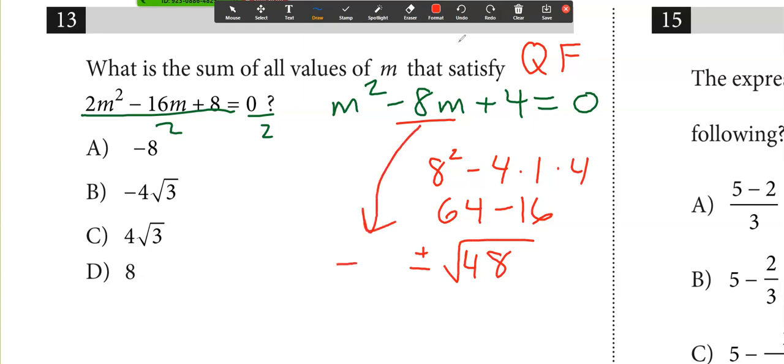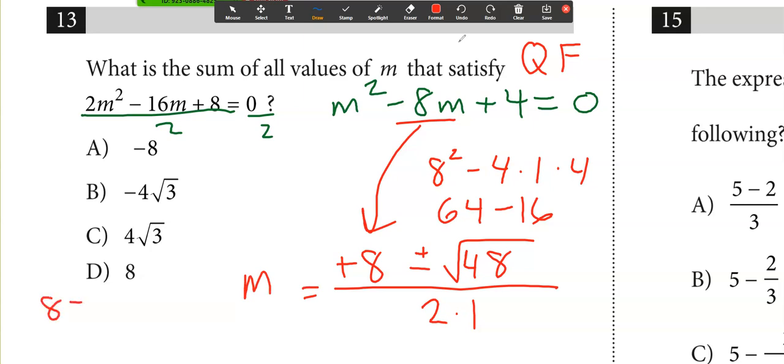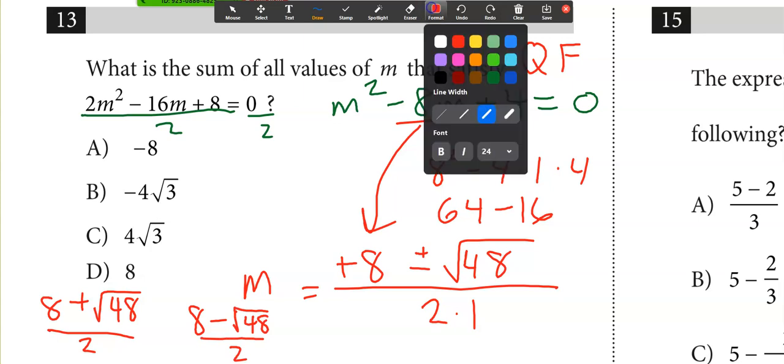And of course you have the opposite of b, plus or minus, and all that good stuff, all over 2 times a, which is just 2. Okay? Now, I'm wondering if you know, and I hope you know, that one of the answers is 8 plus radical 48 over 2, and the other answer is 8 minus radical 48 over 2. Does everybody kind of understand that that's what those two answers are?